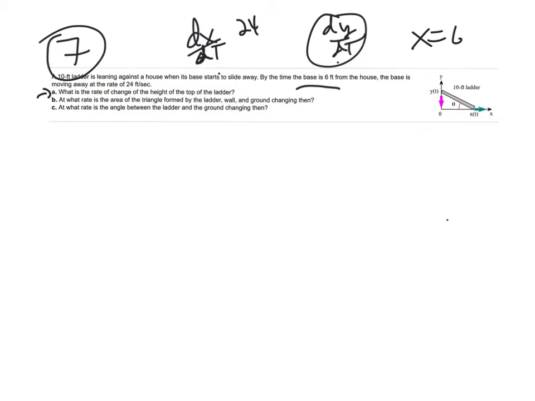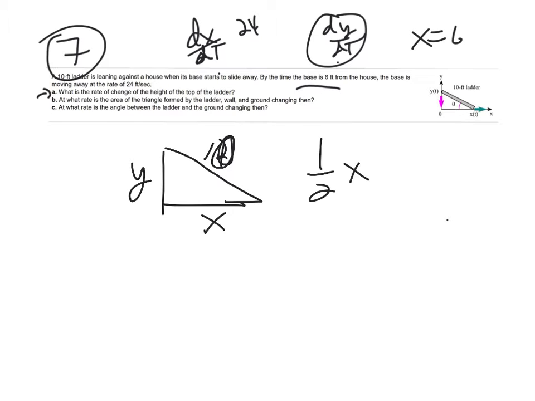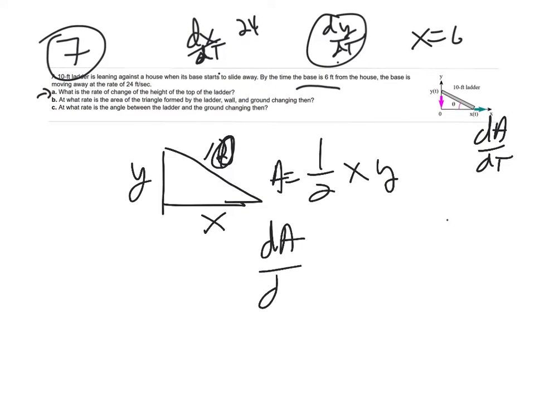For part B, what's the rate of change in the area of the triangle formed? So I see I've got an X, I've got a Y, I've got a 10. So the area of this triangle is 1/2 the base times the height. And that's area. And I'm looking for dA/dt, right? Because they want the rate of change in the area. So let's take the derivative, dA/dt, with respect to time, of course.